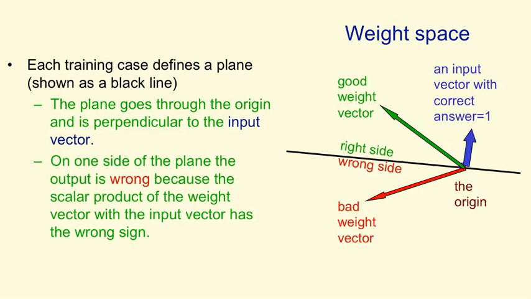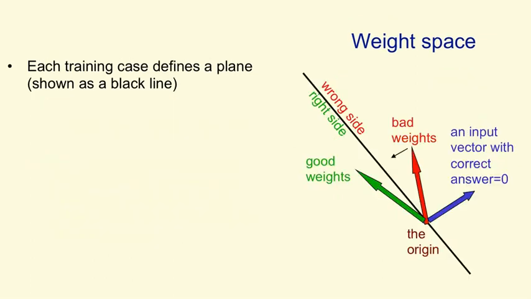Now let's look at a different training case in which the correct answer is 0. So here we have the weight space again. We've chosen a different input vector, and for this input vector, the right answer is 0. So again, the input case corresponds to a plane shown by the black line, and in this case, any weight vectors that make an angle of less than 90 degrees with the input vector will give us a positive scalar product, and so they'll cause the perceptron to say yes or 1, and it will get the answer wrong. Conversely, any weight vectors on the other side of the plane will have an angle of greater than 90 degrees, and they will correctly give the answer of 0.